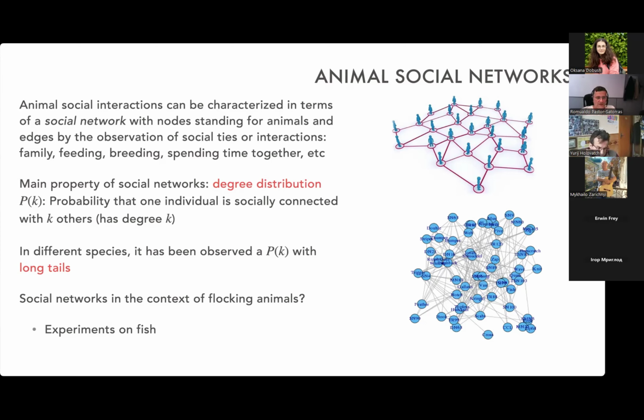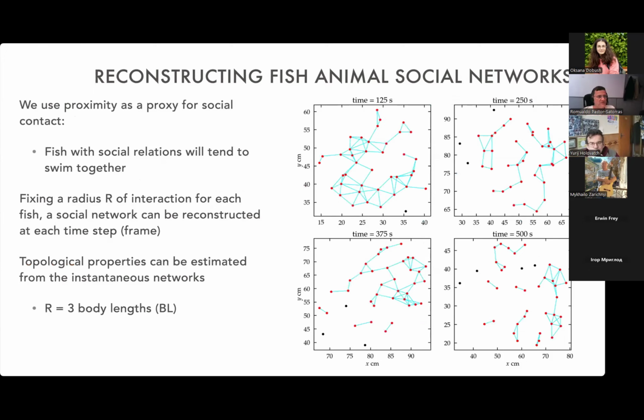So in the context of flocking animals, how are these social networks? Well, we can just go to our experiments with fish and measure these social networks. For example, in our set of fish, we can use proximity as a proxy for social contact and define some distance, let's say, 3 body lengths, and say each animal is socially connected to all the animals that are close to it by 3 body lengths. And then you can draw these networks in time.